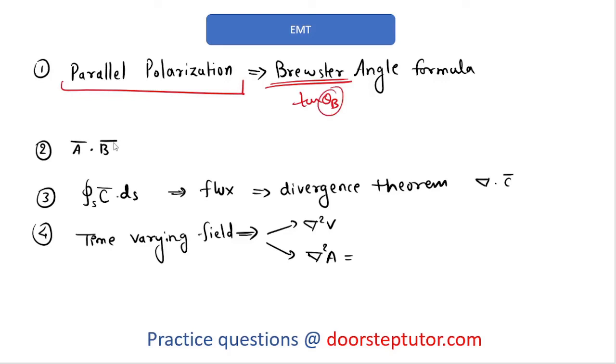There was a question based on dot product of vectors, where vector A and vector B were given, and we had to identify the correct dot product. There was a question related to theorems, the divergence theorem, which is the most important part of EMT. It was a numerical based question. And there was a formula based question from time varying fields, like del square V and del square A.